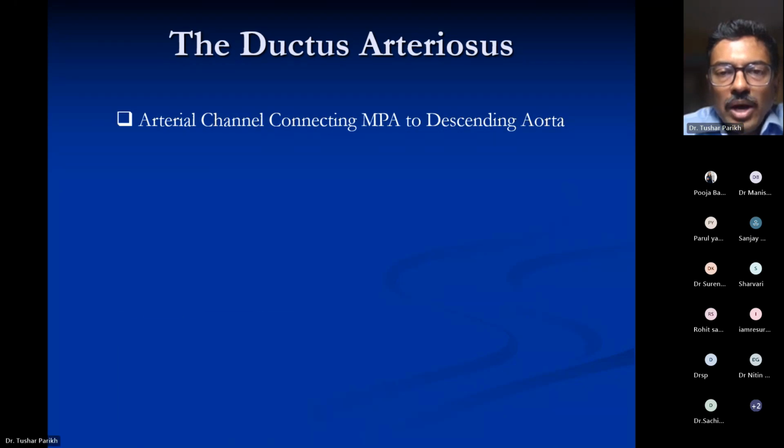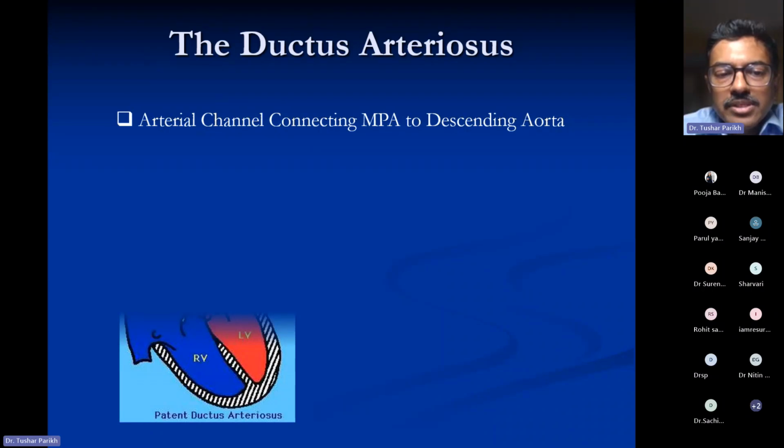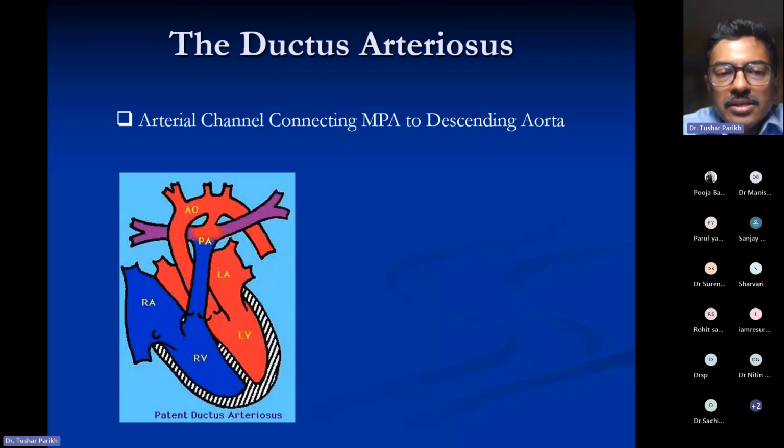So, anatomically, if you look at it, from the right ventricle there is a main pulmonary artery which divides into two, right and left pulmonary artery, and then there is this channel which connects to the descending aorta, generally next to the left subclavian artery.